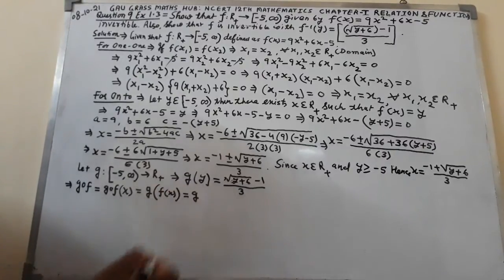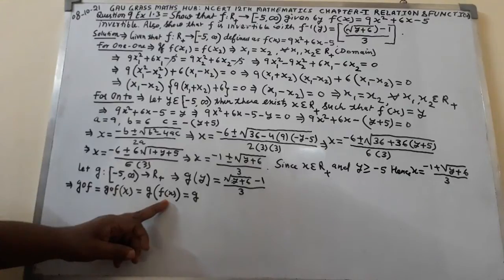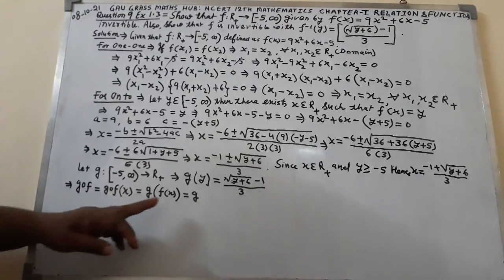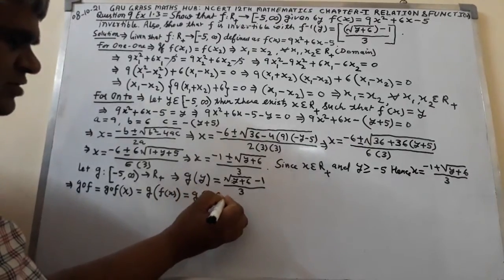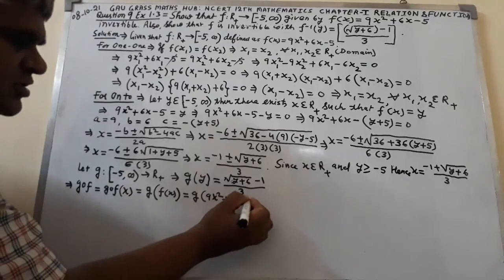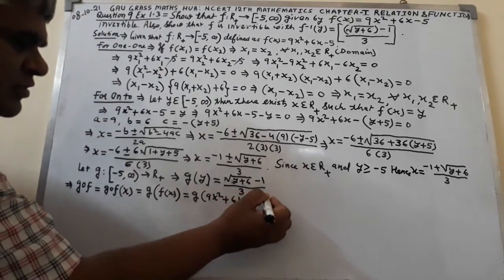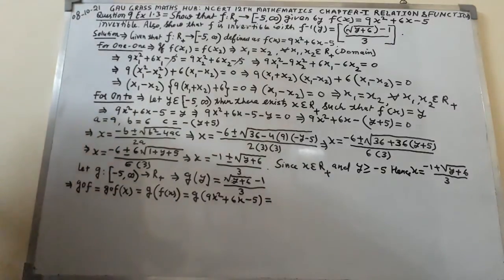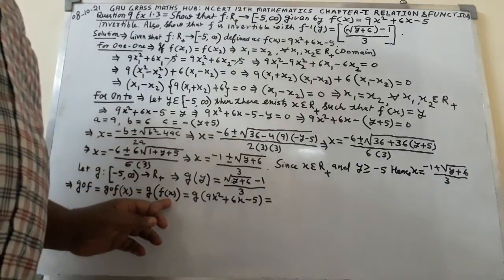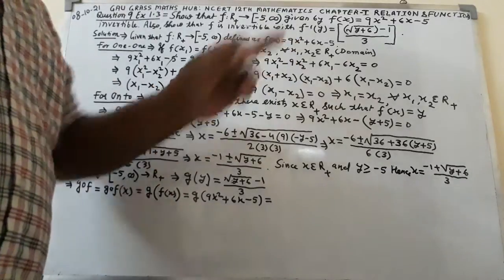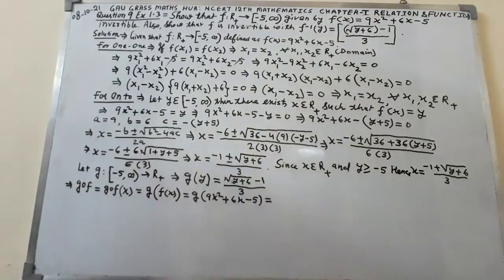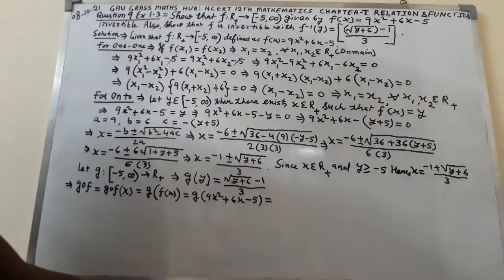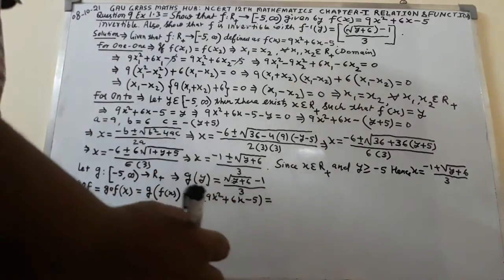The g, in place of f of x, I shall put this value, 9x square plus 6x minus 5. We'll get here g of 9x square plus 6x minus 5, since in place of f of x I have put this value. So what to do next? Next, in place of y, this value will be put. So now let us see.